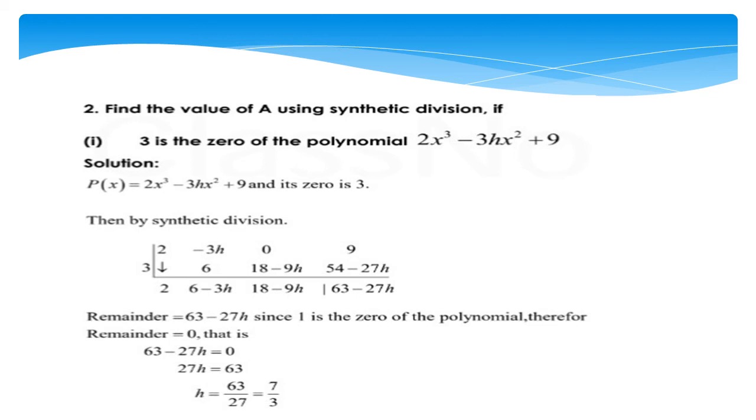Again 63 goes to the right hand side, minus and minus cancel each other. 27 multiplied by h, and divide the right hand side, 63 by 27. 9 times 3 is 27 and 9 times 7 is 63. The h value is 7 by 3. This is the answer for h.